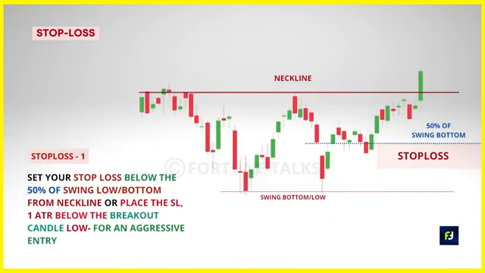Now what I recommend is to either place your stop loss at the 50% level between the swing bottom and the neckline, or if this distance is too large, then set your stop loss with adequate buffer using the ATR indicator just below the low of the breakout candle. This could be our stop loss if your entry was very aggressive, that is, you went long as and when the price broke out of the neckline.